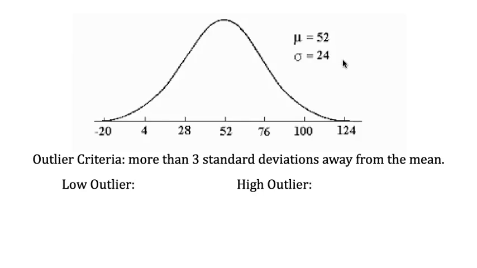Here we have a normal distribution with a mean of 52 and a standard deviation of 24. Notice the mean 52 is in the middle, and the axis was scaled so that we go out by 1, 2, and 3 standard deviations from the mean. So we're adding 24 each time because that's the standard deviation. And then over here, we're subtracting 24 each time.